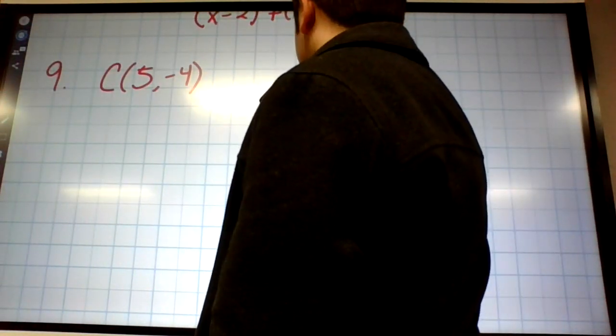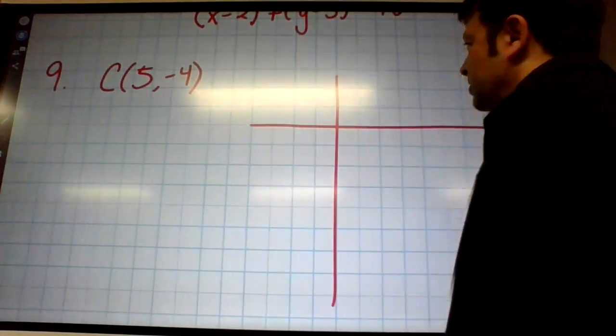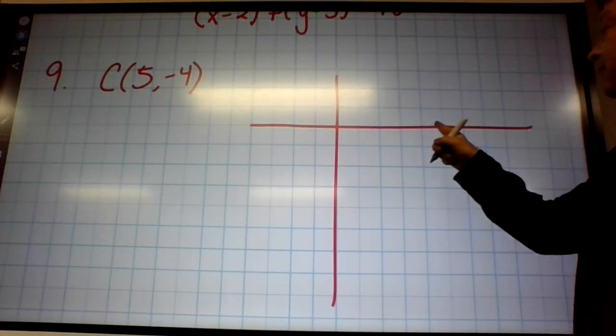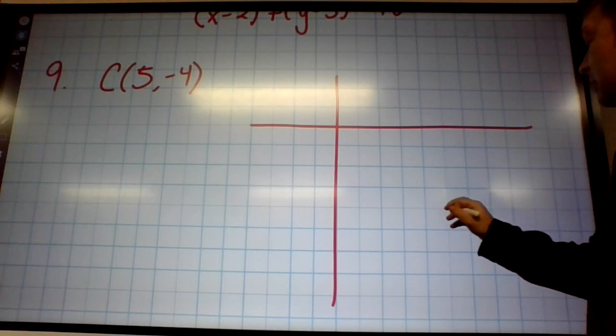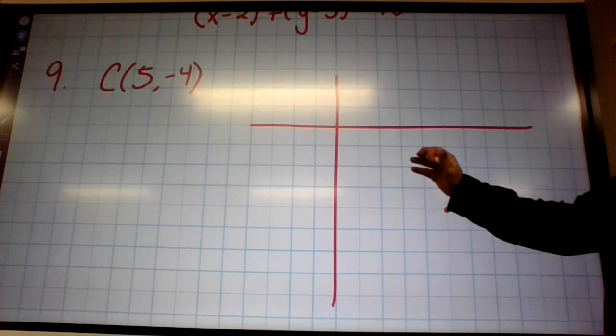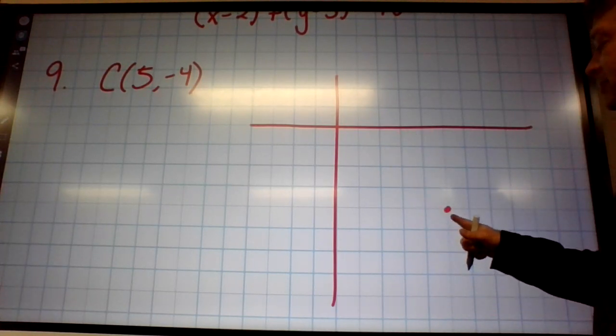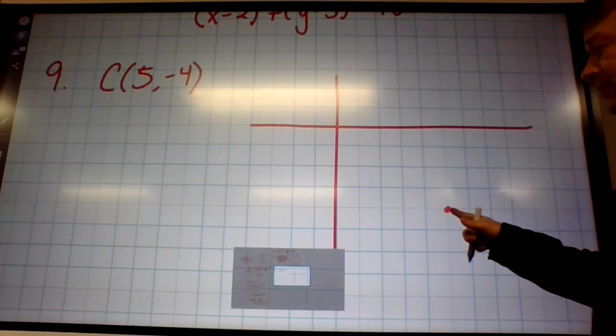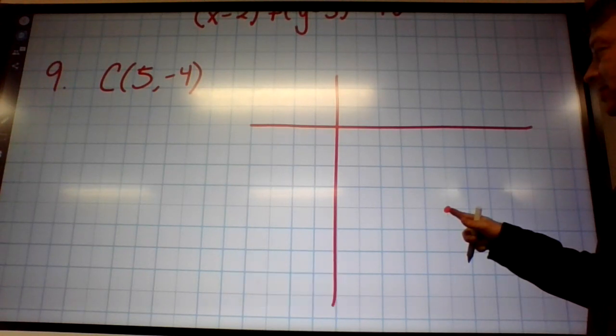Okay, I'm going to draw this. The center is at 5, -4. 1, 2, 3, 4. And it's tangent to the x-axis. That means it's barely going to touch the x-axis. Now, if it's going to hit the x-axis, and this is the center of the circle, where would it have to hit it?